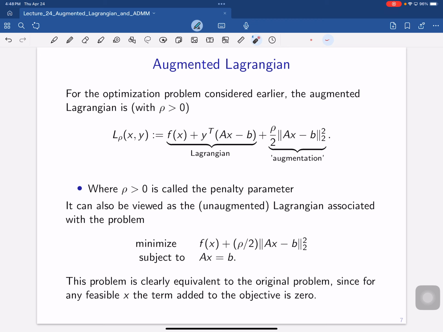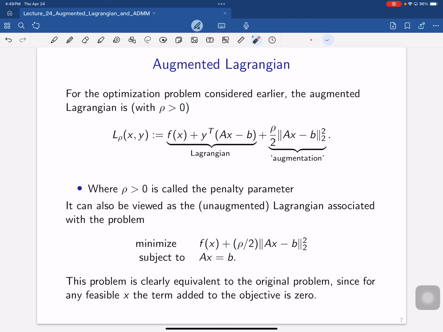Yeah. What's the point of dividing rho by 2 if it's just any random number? Oh yeah, it's just by convention, because if you take the derivative, then the 2 disappears, right? So that's why usually people divide it by 2. Yeah. Okay. Any other questions? Okay. Yeah. So here you can view rho as a penalty parameter, right?